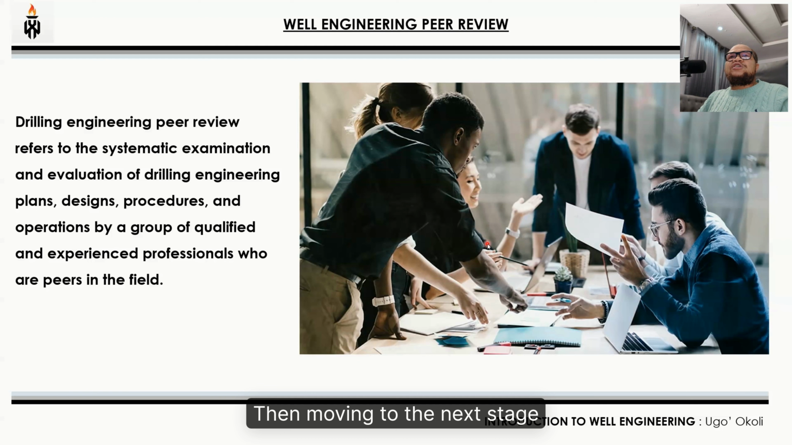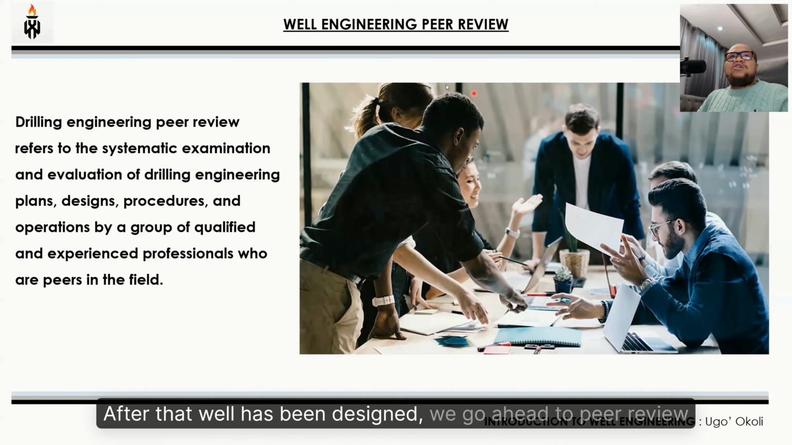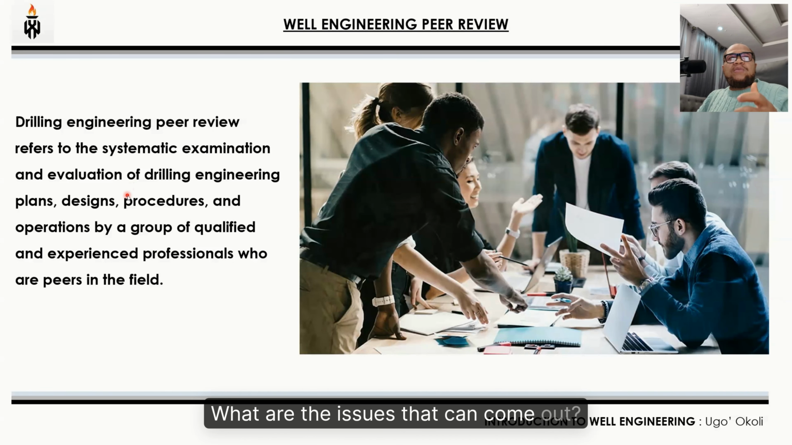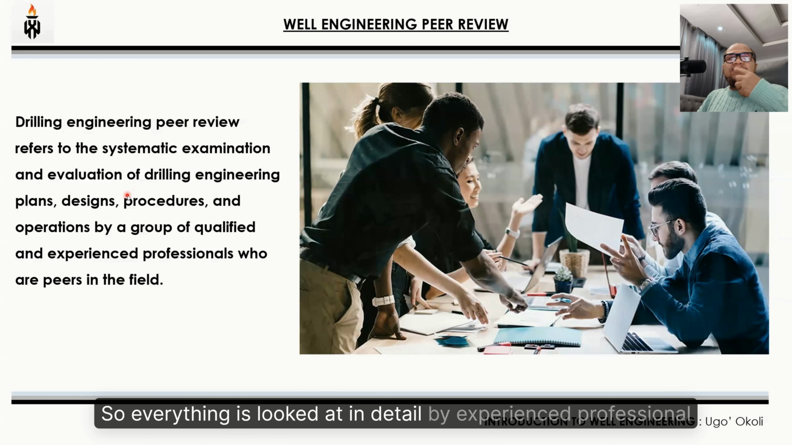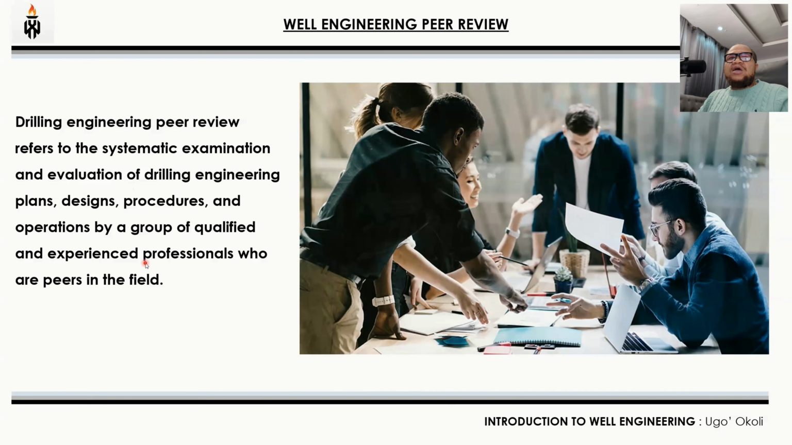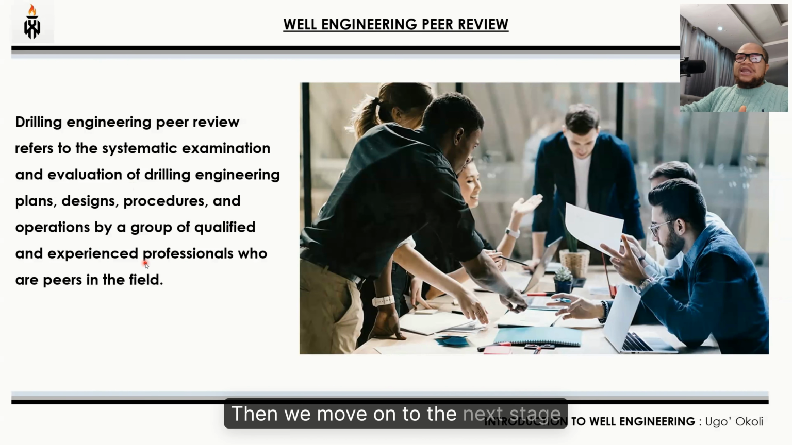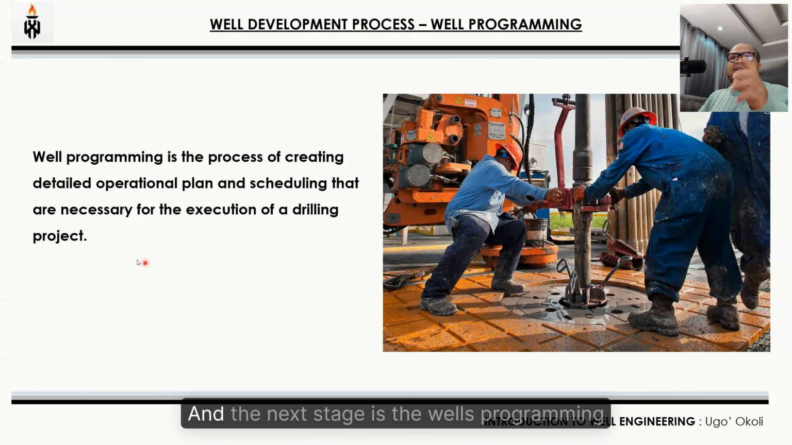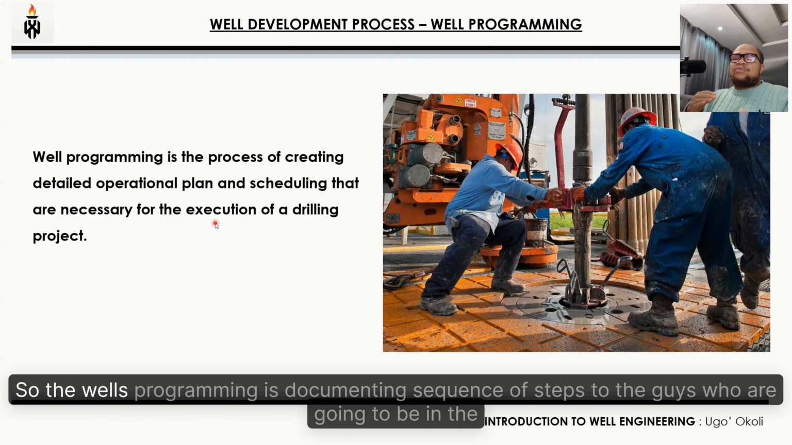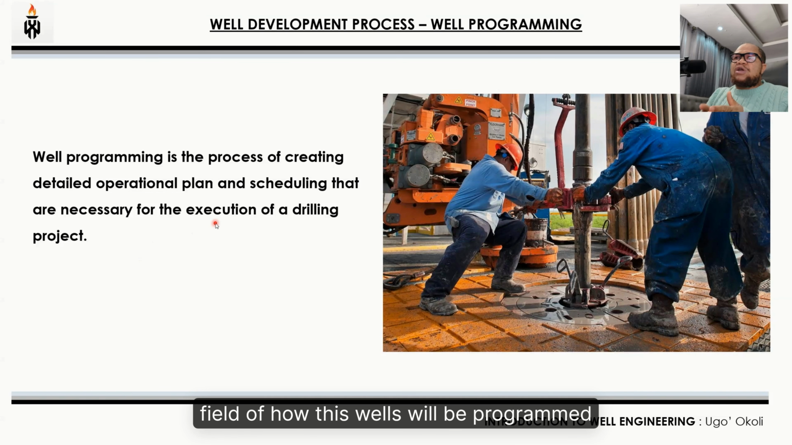Then moving to the next stage, after that well has been designed, we go ahead to peer review. So we look at the well, how has it been designed, what are the issues that can come out, has it been properly risk assessed, what are the problems that can come out. So everything is looked at in detail by experienced professionals, keyword. And once that is done, everybody agrees that everything has been factored in, then we move on to the next stage. If there are any changes, they are made, and the next stage is the well programming. So the well programming is documenting the sequence of steps to the guys who are going to be in the field of how this well will be programmed.